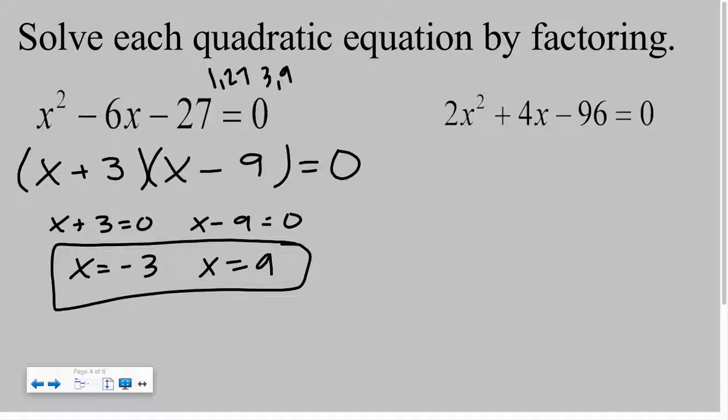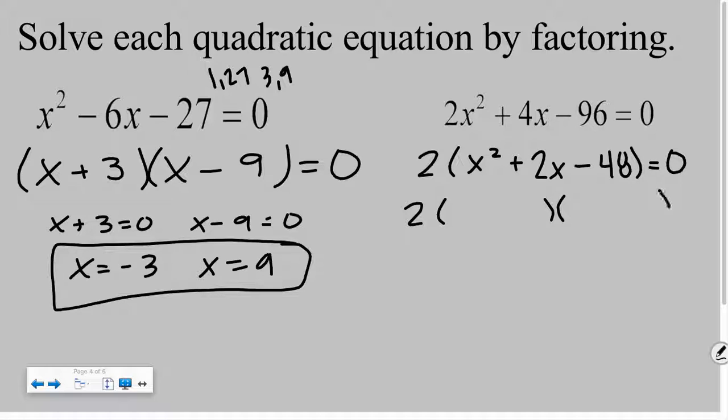Number 4. Is there a GCF to look for? 2. Good. Factor out your 2, and then you get x squared plus 2x minus 48. Good. Now we're going to try and break down the trinomial on the inside. Signs will be the same or different? Different. I'm going to hold off to put them in there.